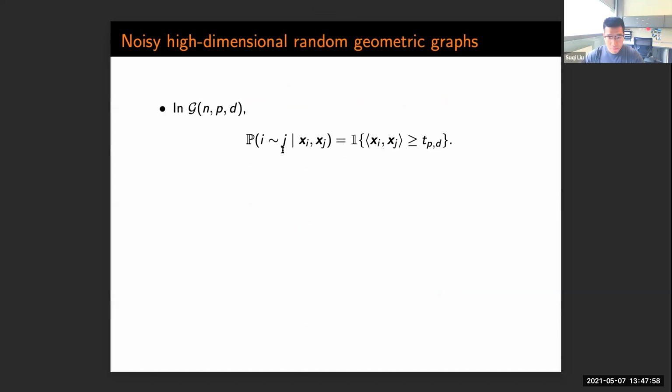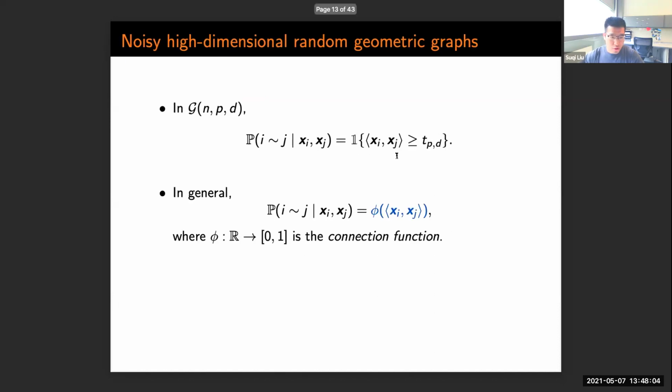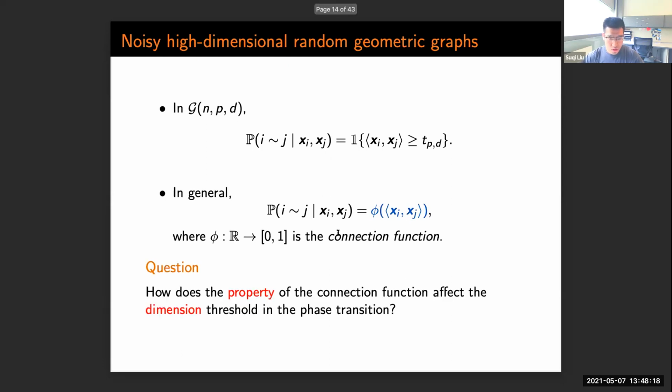So in G(n,p,d), the connection condition on the latent space is a deterministic function. However, in real life, a lot of connections have some stochastic behavior. And in general, we can consider this conditional probability to be a function over the inner product, where we call the function phi here the connection function. So in this work, we're particularly interested in the following question. How does the property of the connection function affect the dimension threshold in the phase transition phenomena?